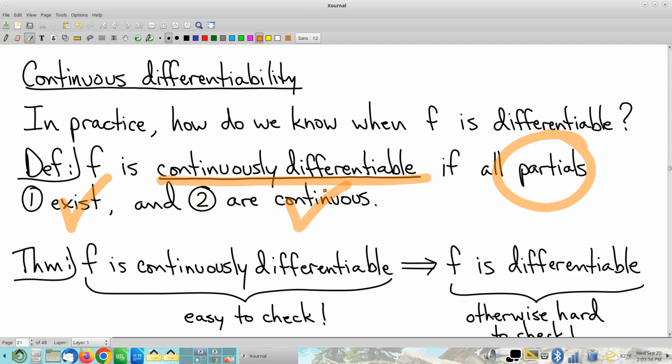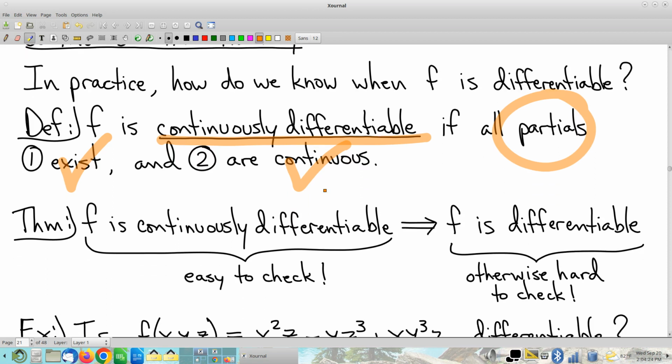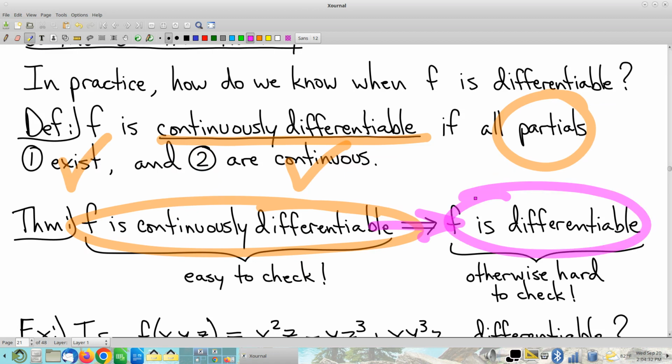So glance at your function. Can you take the partial derivatives? And if you can, are those partial derivatives always going to be continuous? Which, again, you just look at the function, and it's going to be perfectly clear in most cases whether it is or isn't continuous. And again, we're not going to worry about anomalous weirdo nonsense in this class. So the reason this is useful is because it turns out continuous differentiability allows us to conclude differentiability.